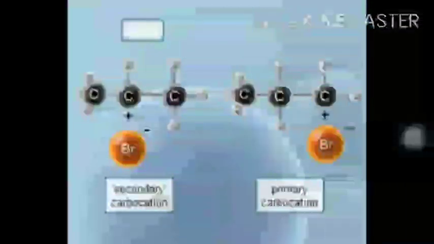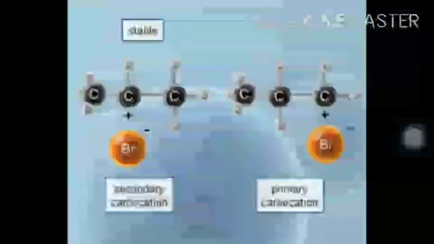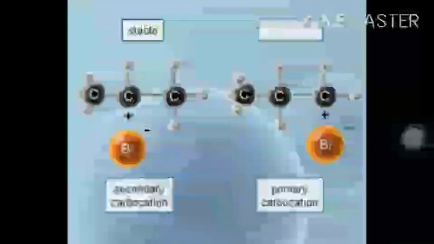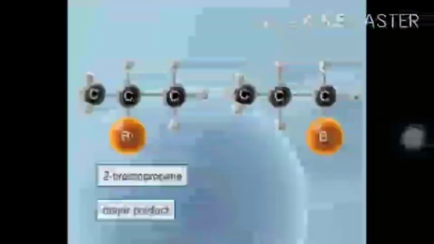The first carbocation that was formed was secondary carbocation, and now primary carbocation has been formed. We know that secondary carbocation is more stable as compared to the primary carbocation. Now, the product that is formed by the secondary carbocation is the major product, that is 2-bromopropane. On the other hand, 1-bromopropane is also formed.